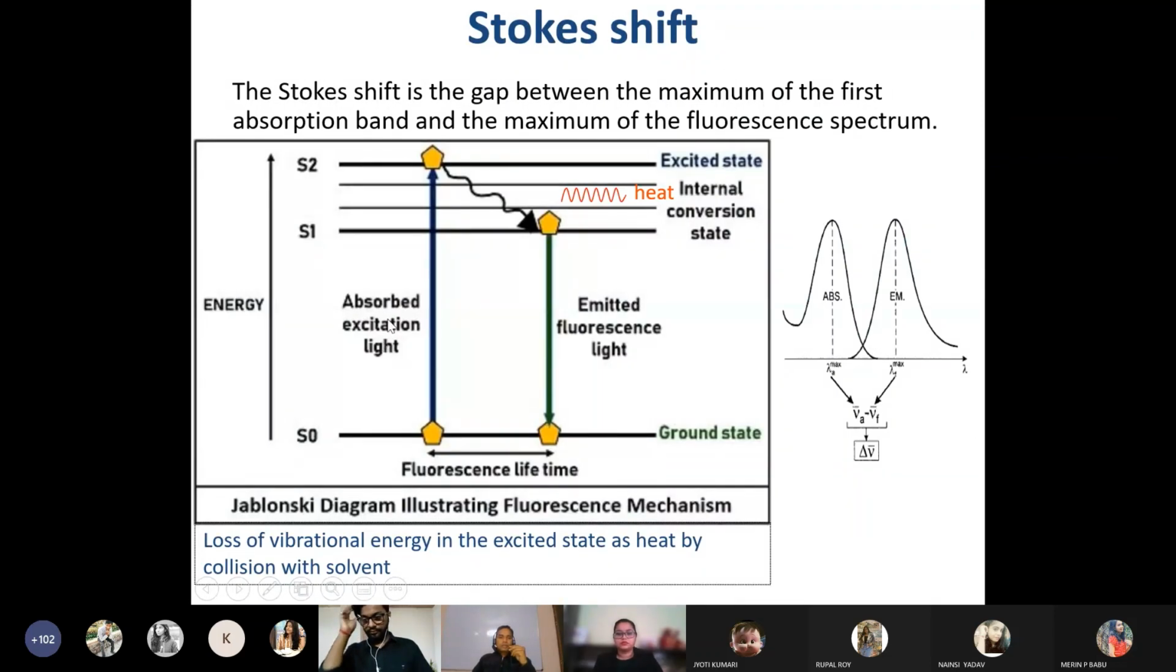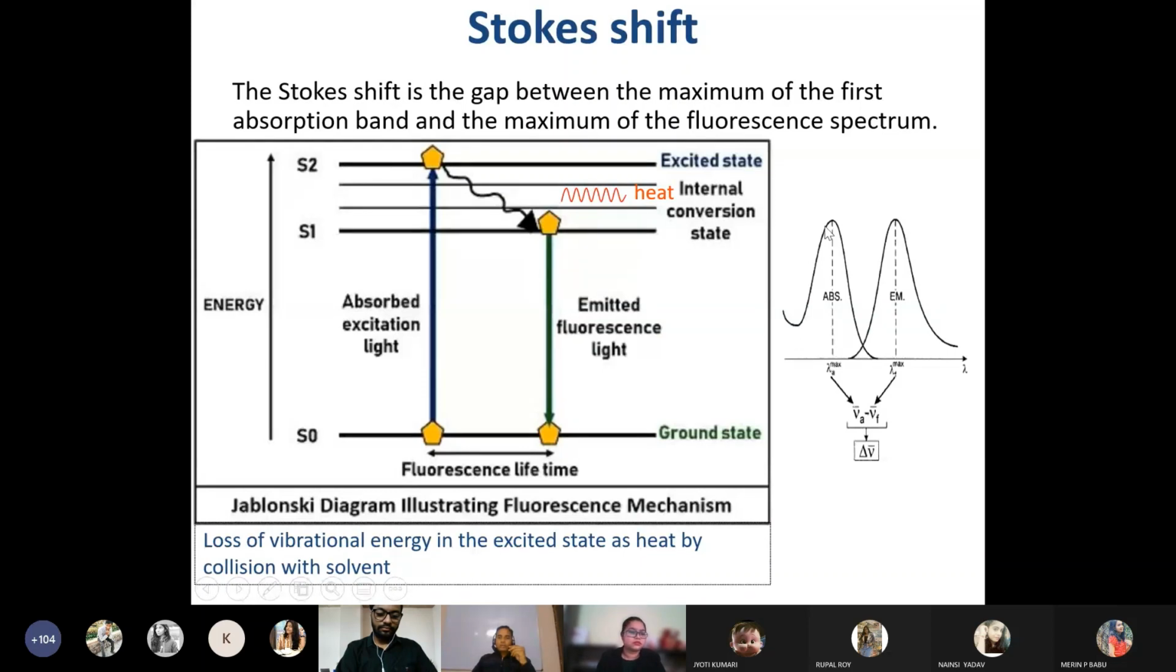So you can see that the energy which is emitted when the electron comes back to its resting state, the ground state, may be in the form of heat, and the rest of the energy is emitted as fluorescence light radiation. This fluorescent light radiation is then captured using the detector. Okay, so this is known as Stokes shift.